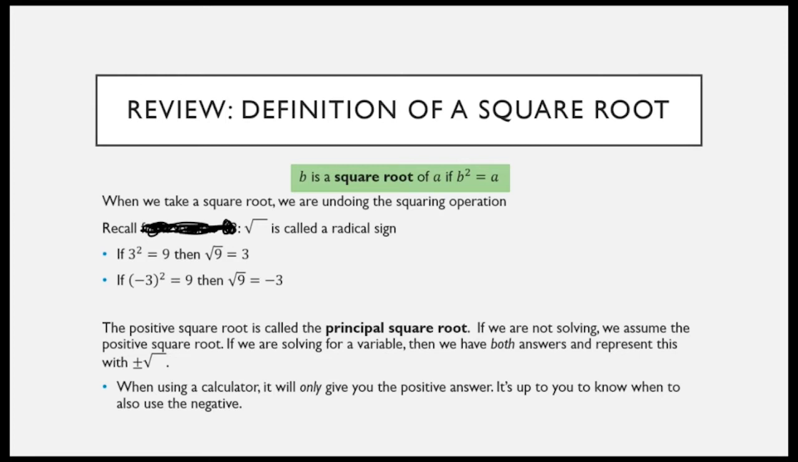And if you're not being told to solve, we generally assume we're going to want the principal square root, the positive one. But if you are asked to solve, which is something that you will be doing, you'll be solving equations involving radicals, then you actually want both of them. And so we use plus or minus, a plus on top of a minus sign. And that tells us that you want both the positive and the negative answer. Now, one thing to note is if you put these in your calculator, you're only going to get the positive. So you have to know when to also add the negative because the calculator will not give you both. So that's something to know. You can't just rely on a calculator here.